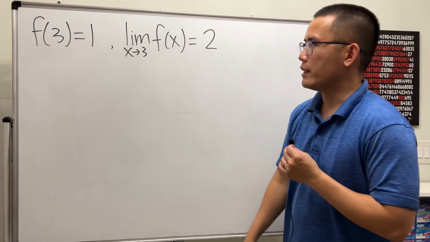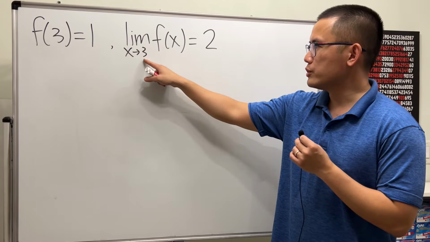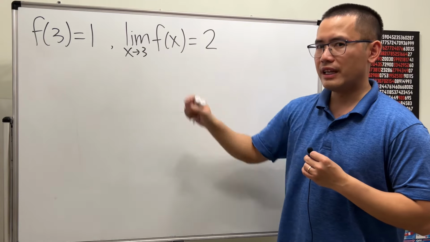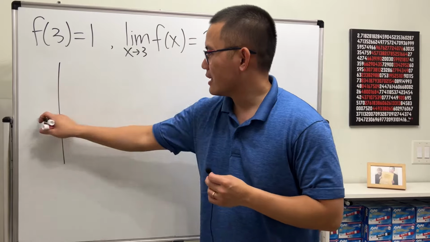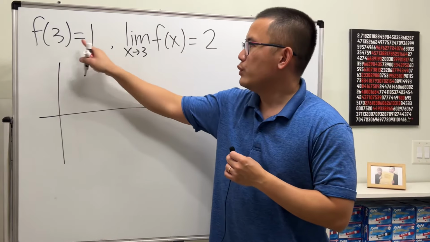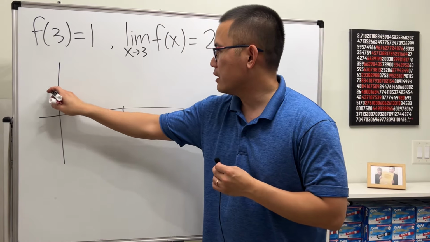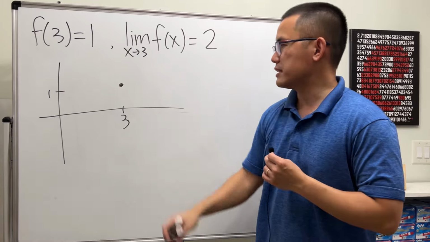Now for the next one, we have f of 3 is equal to 1, and the limit as x approaching 3, we get 2. Here we do not have plus or minus, that means you actually have both, right? So have a look. When x is 3, we better have 1. So that says 3 is here and 1 is here. It's the value of the function, so closed circle it is.